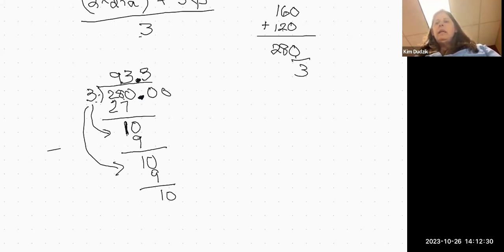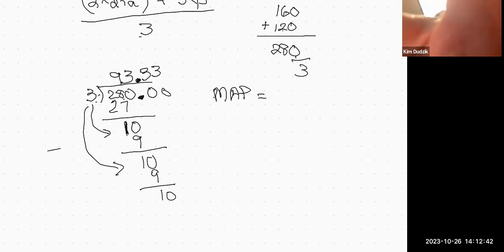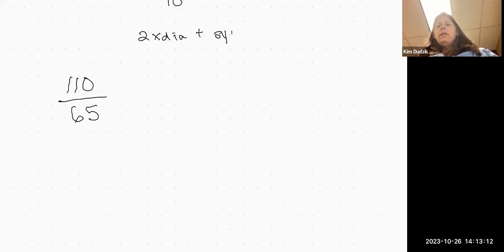So you can say then the mean arterial pressure of this person whose blood pressure is 120 over 80, it's 93.3. Okay, we'll do another one. Let's say your blood pressure is 110 over what? 65. Okay, so again, I'm going to remind myself I need 2 times the diastolic plus systolic, and then I'm going to divide all of that by 3.